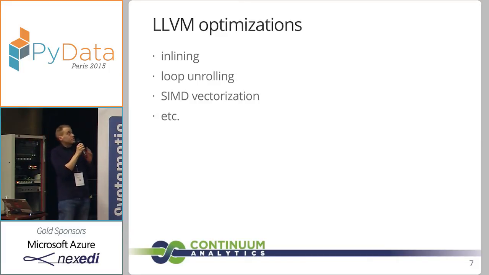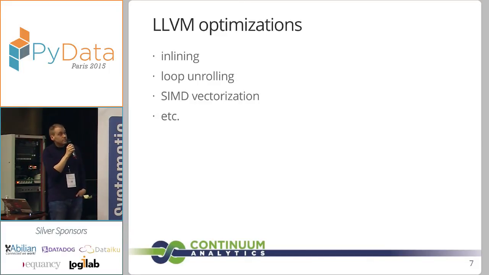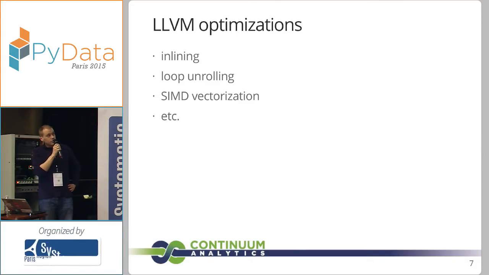The kinds of optimizations that LLVM has are the quite typical compiler optimizations. Especially of interest in our case are inlining, loop unrolling, and SIMD vectorization. So in some cases, when you compile a loop with Numba, LLVM is able to actually vectorize and emit SIMD instructions to parallelize it.